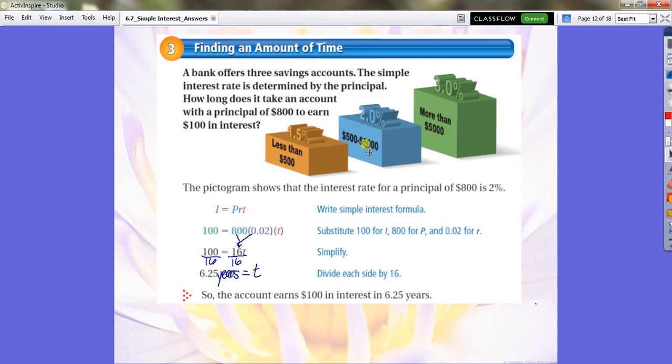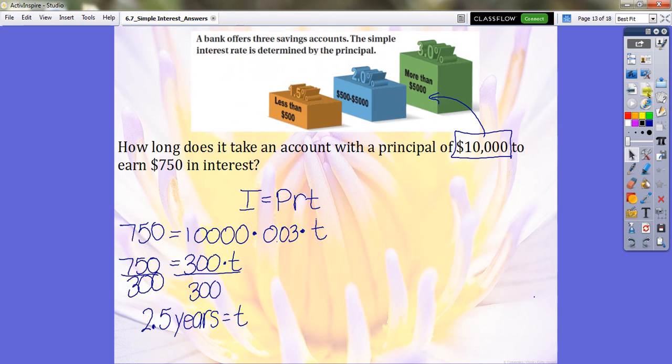These ones are actually a little bit easier because you don't have to do any converting at the end back into years. The answer will come to you as years. So you just plug in all the same information, multiply, divide, and in this problem you got 6 1/4 years.